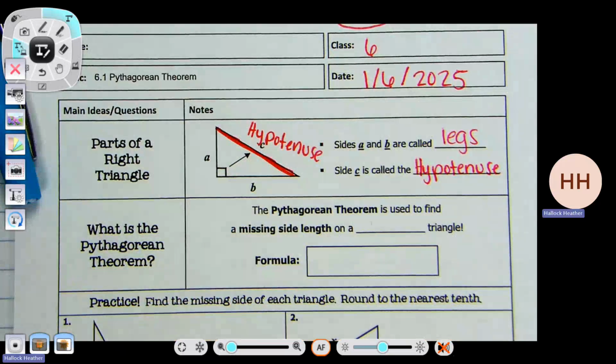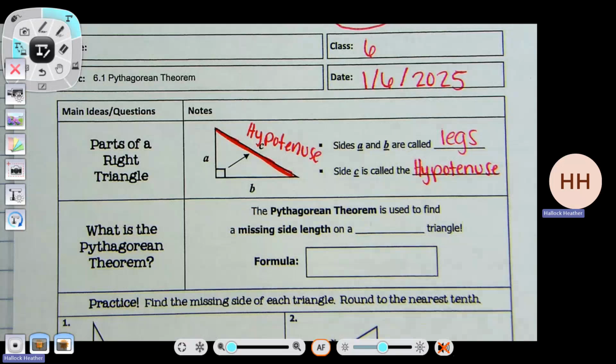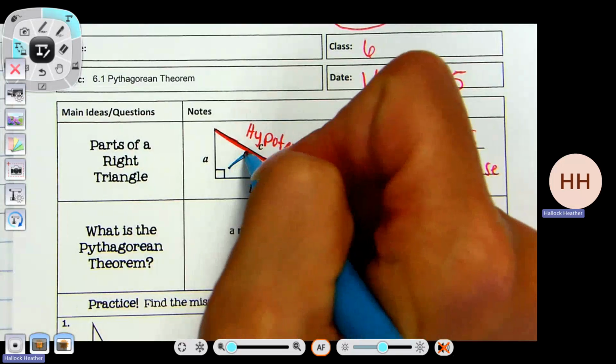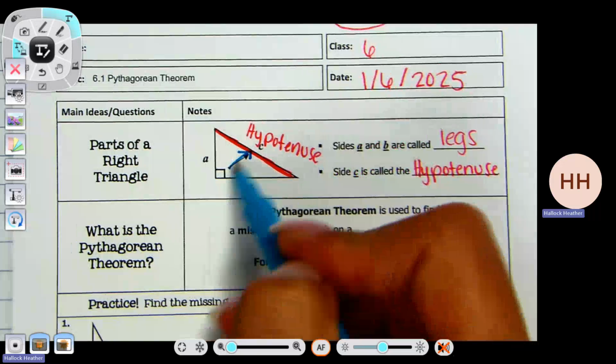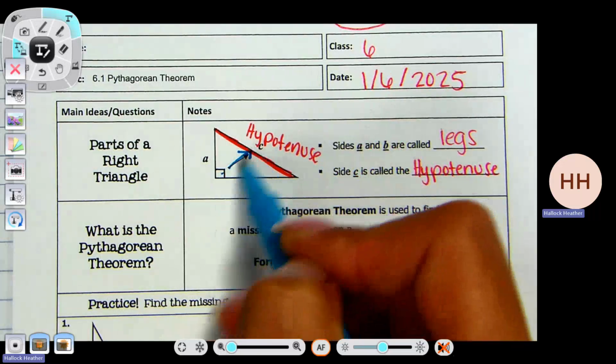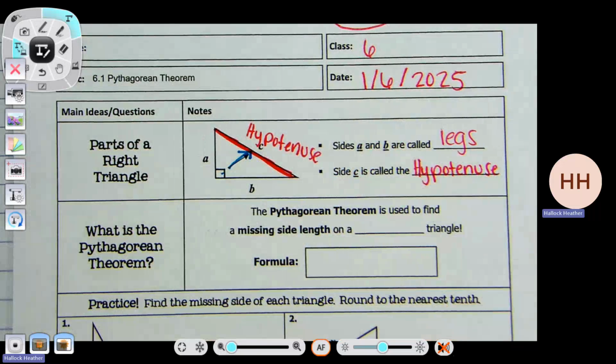The hypotenuse, there's 2 ways to figure out which side is the hypotenuse. It is always the longest side. It is also always across from the 90-degree angle because your triangle is not always going to be sitting up on its bottom. It's going to be spinning. So if you're confused about which one's the hypotenuse, it's always across from the 90-degree angle. It is never touching the 90-degree angle.